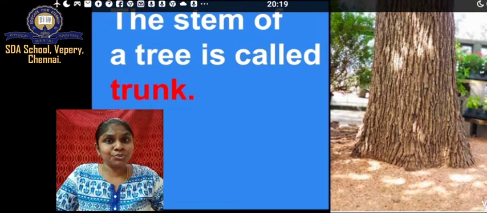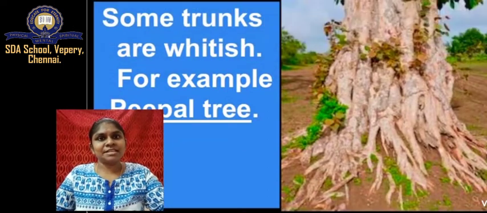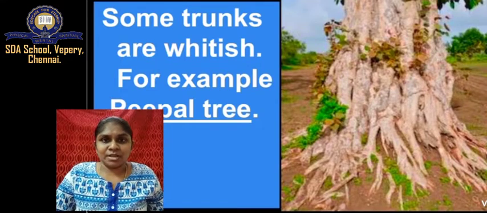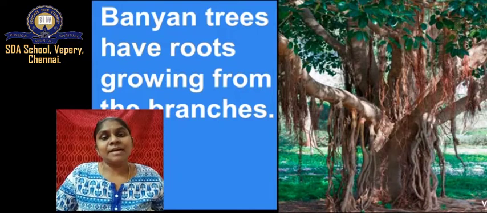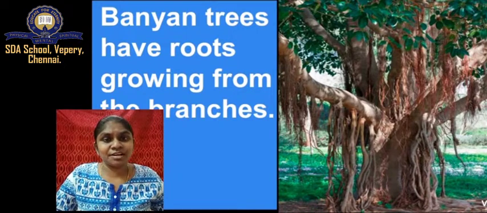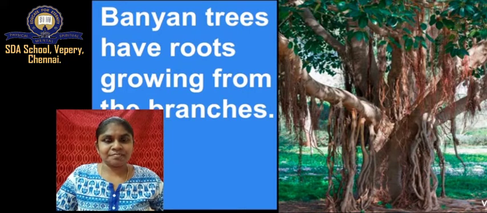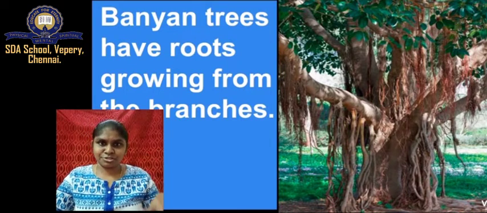And I told you the tree name also. Do you remember? Yes, it is peepal tree. Look at this tree. Its trunk is white in color. We have learned this. And the next is banyan tree. What is the specification in banyan tree? It has roots growing from the branches. Do you remember? It has roots growing from the branches and it goes down.